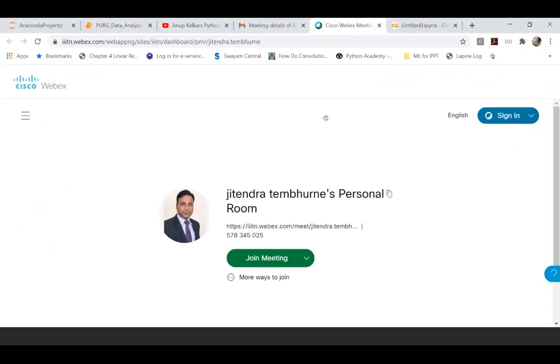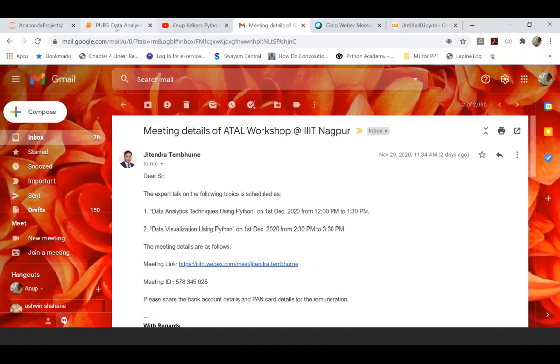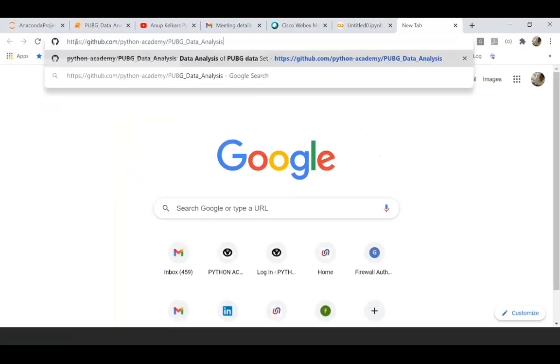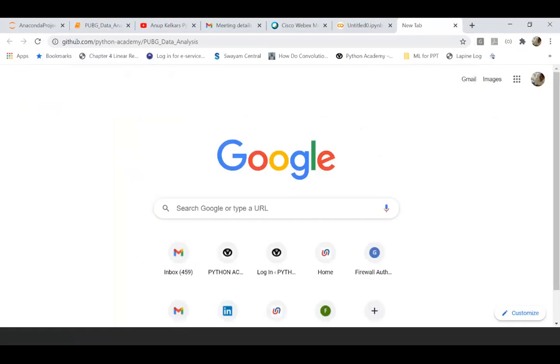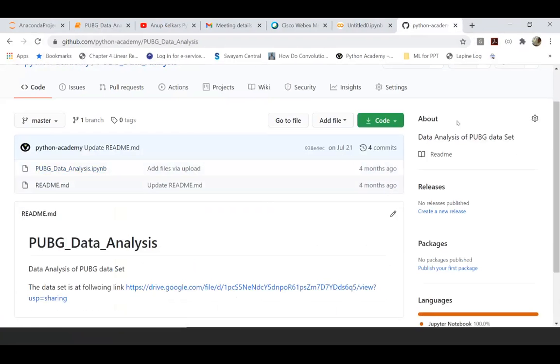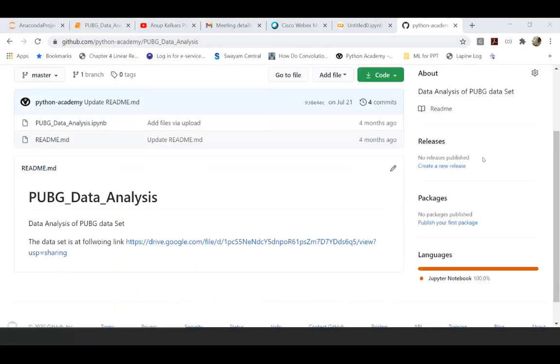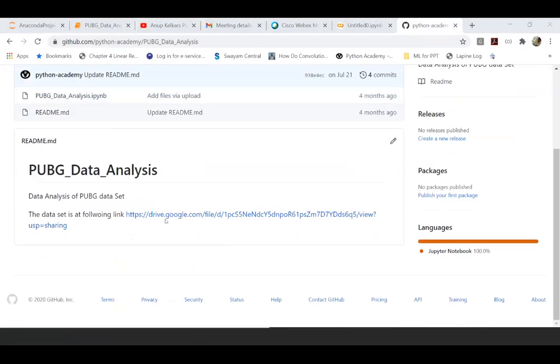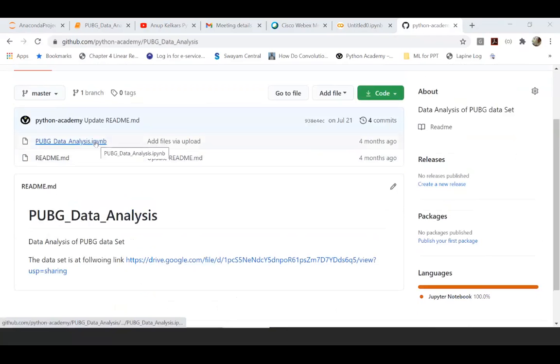Hello, Anup sir. Sir, is it nv2.zip? Let me open. I have opened it. Where is that? Let me open it. That is second tab, sir. Okay. So this file download option has to be there. Now they have changed this. Okay. So you have the link at the bottom. The data set is at the following link. Yeah, the data set is here and the IPNB file is here. Got the idea? Okay.